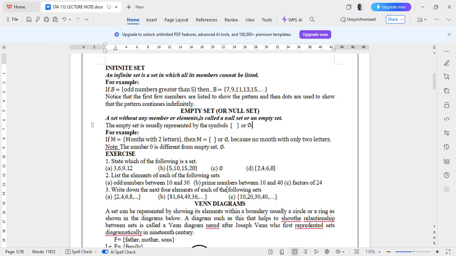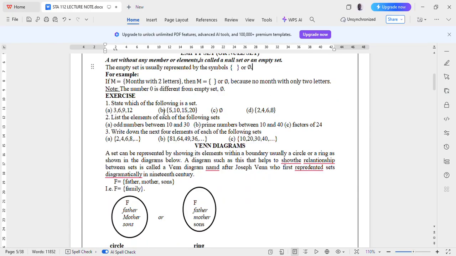So you can lay your hand on it. State which of the following is a set. Yes, this is a set. In line with what I've taught you so far, which of them is a set? Is it A, B, or C? You can see A is listed, B and that. So C is this and D. So that is left to you.